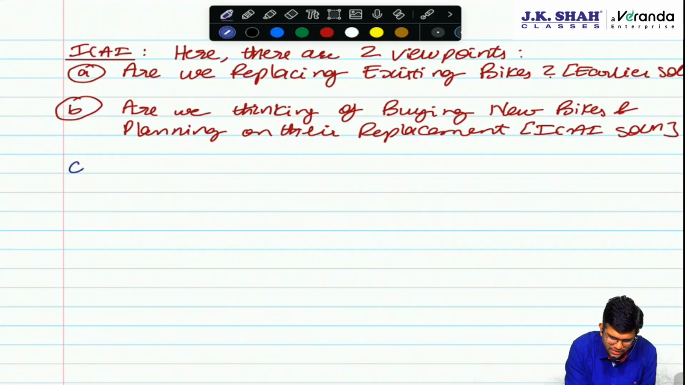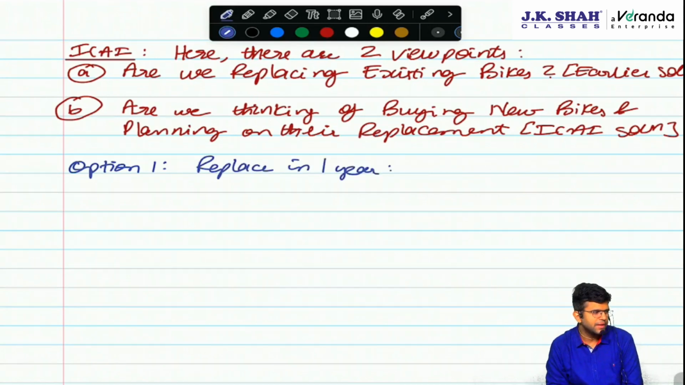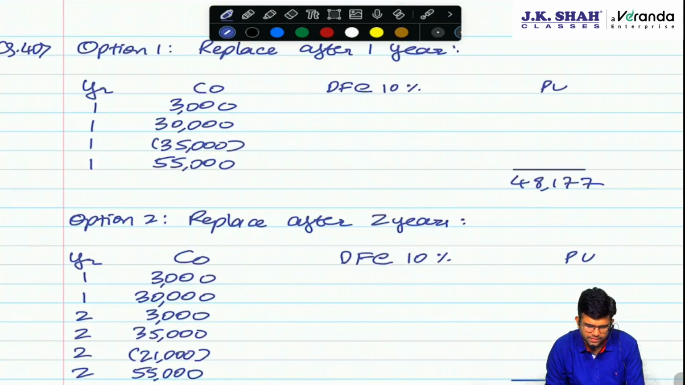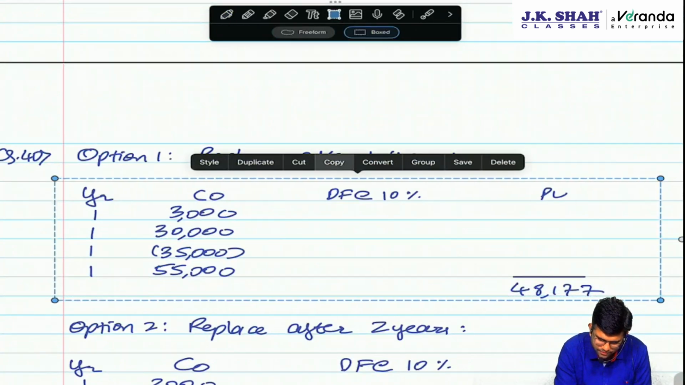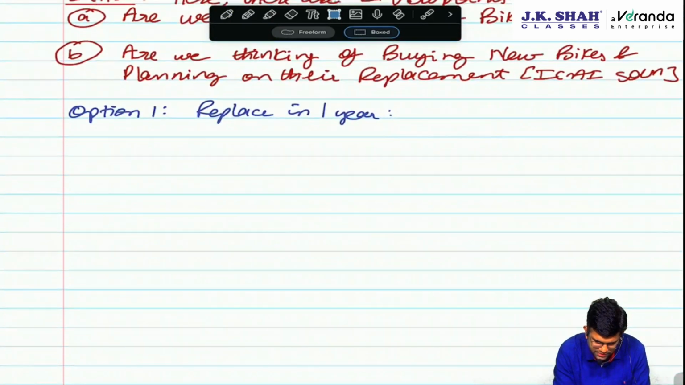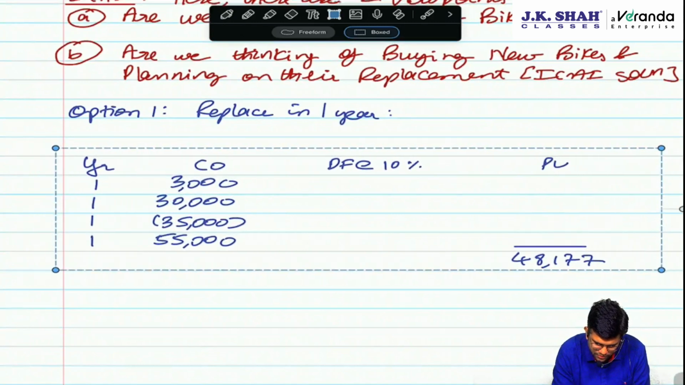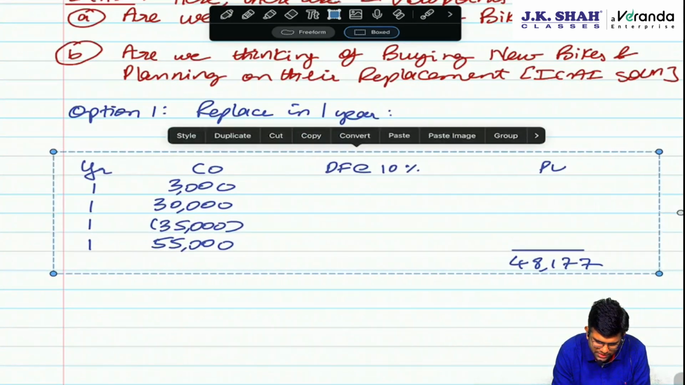So next time write down option 1. Replace in 1 year. How will you replace in 1 year? Now see, look at this. Everything same. I'll just put it here. And now that you know, listen carefully.